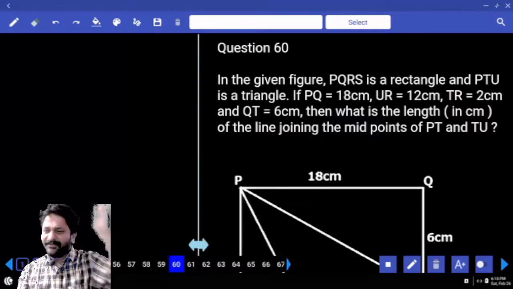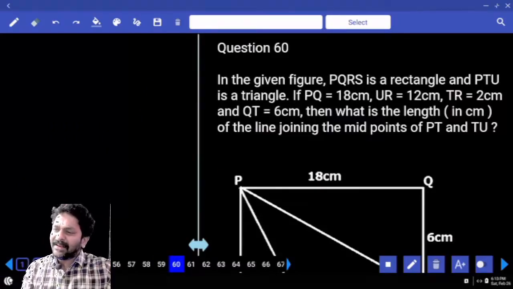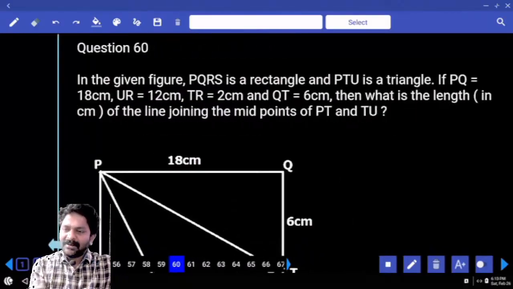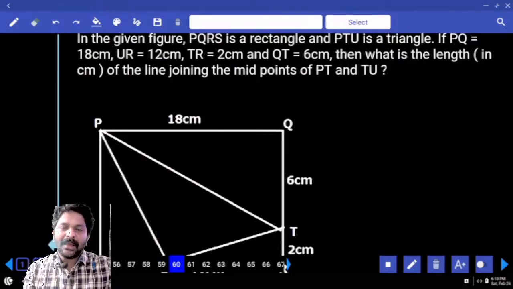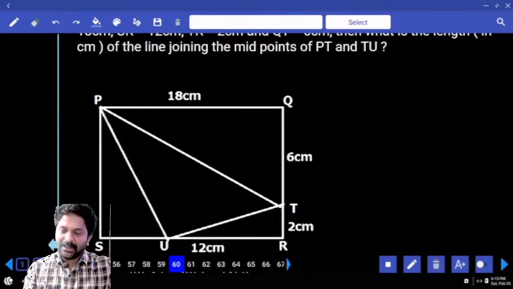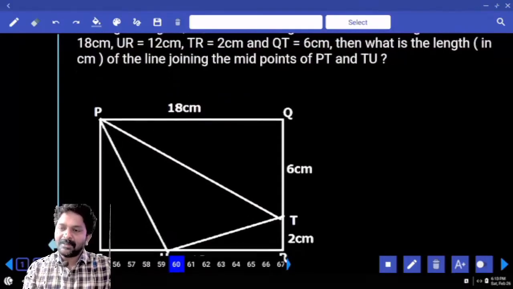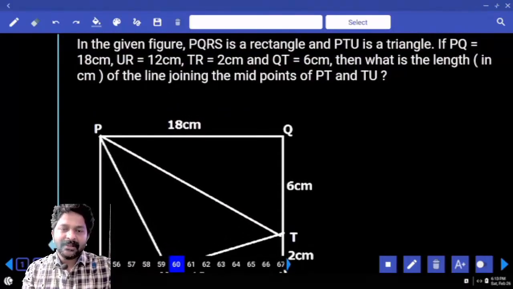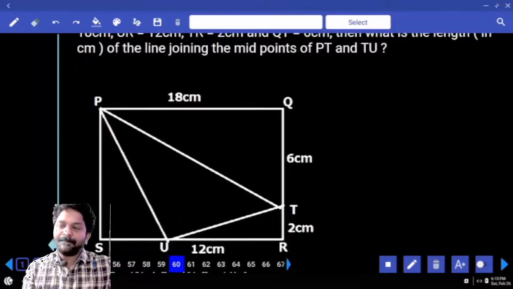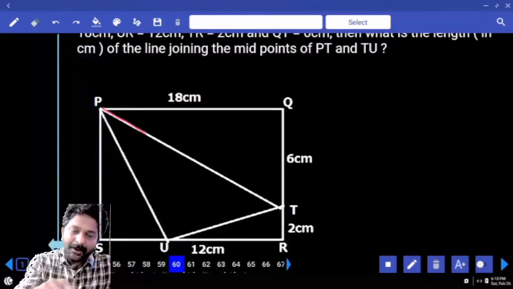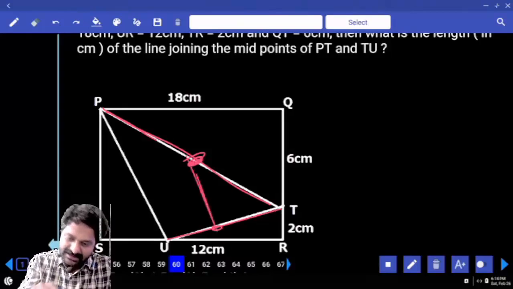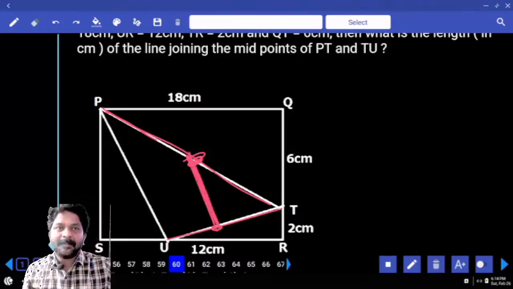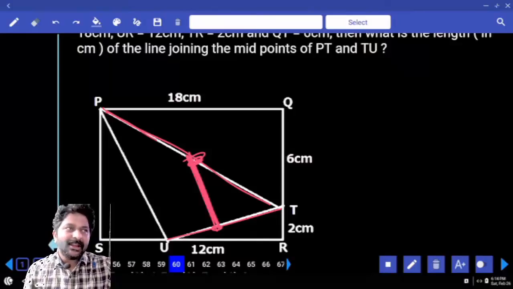Right. In the given figure, PQRS is a rectangle, PTU is a triangle. PQ is equal to 18, UR is equal to 12, TR is equal to 2, QT is equal to 6. Then the length of the line joining the midpoints of PT and TU. Midpoint of PT, and here the midpoint of TU, this one. So this length, we were asked to calculate the length of this one. Line joining the midpoints.